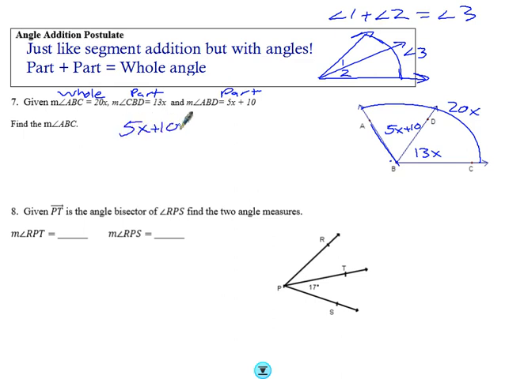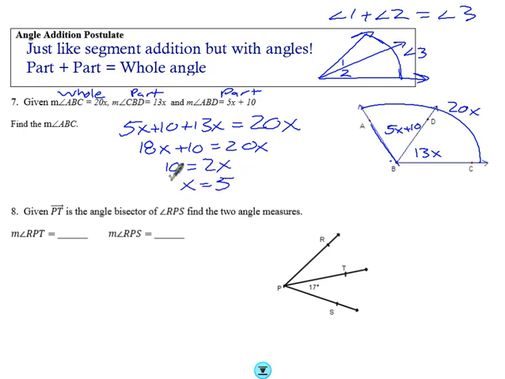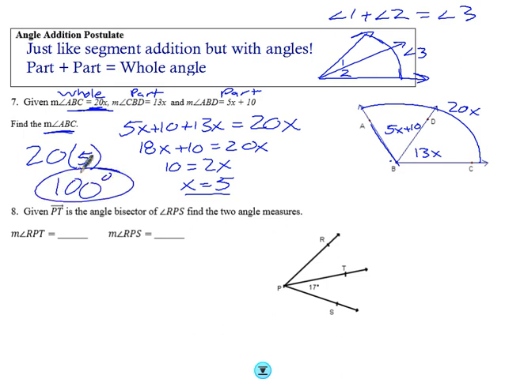So 5x plus 10 plus 13x equals 20x. And then just simplify and solve. So combining like terms, subtract 18x from both sides, giving us 2x. And then when we divide both sides by 2, we get x equals 5. But keep in mind, we are not just solving for x. We need to go back and solve for angle ABC, which is this piece right here. So substitute that 5 in for x. 20 times 5 is 100 degrees.